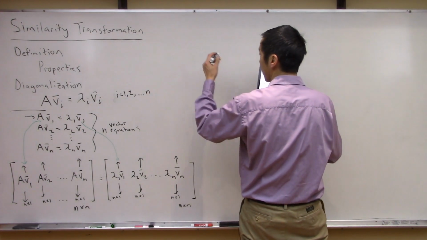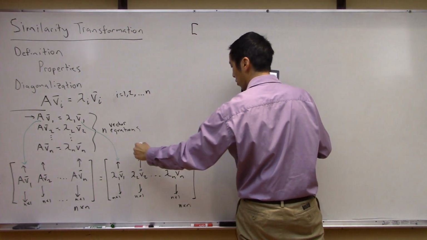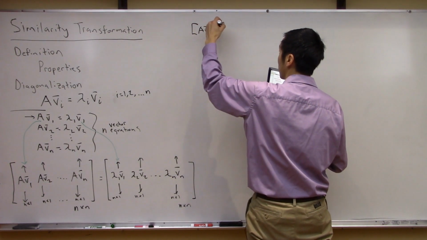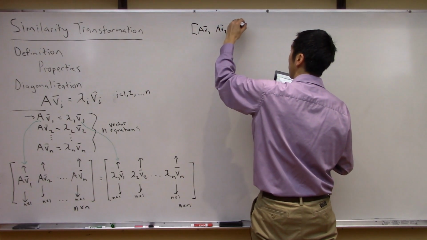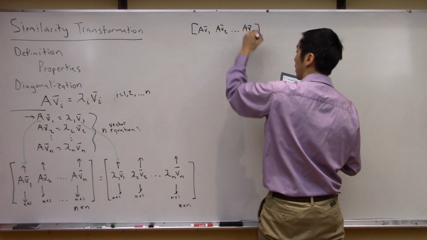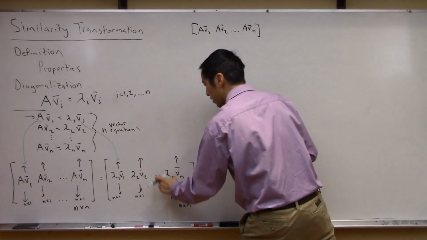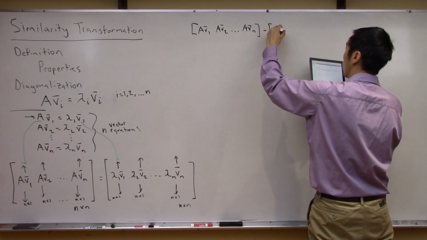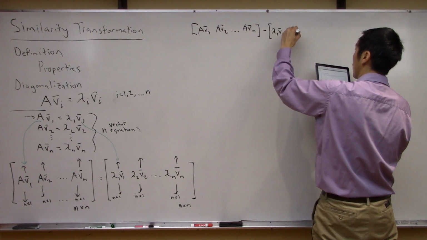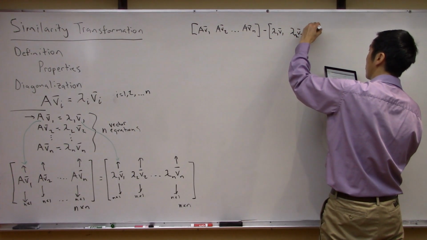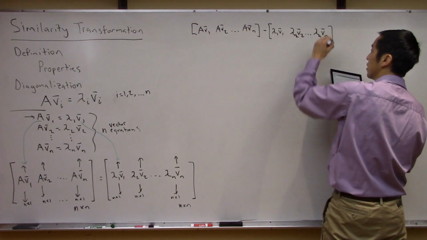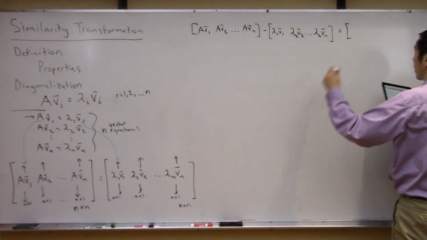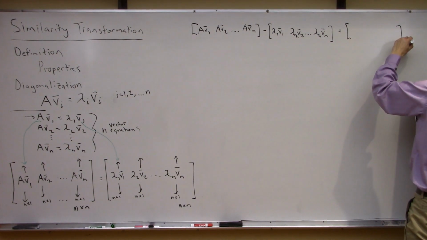What I mean by that is I'm going to drop this vertical vector notation, because I think we all understand that AV1 is a vector, AV2 is a vector, all the way up to AVn, which is a vector, right? And I want to move this to the other side. So I have to say minus lambda 1 V1, lambda 2 V2, all the way up to lambda n Vn, right? This has got to equal a bunch of zeros, because I moved it over to the other side. So this is basically an n by n matrix of 0.